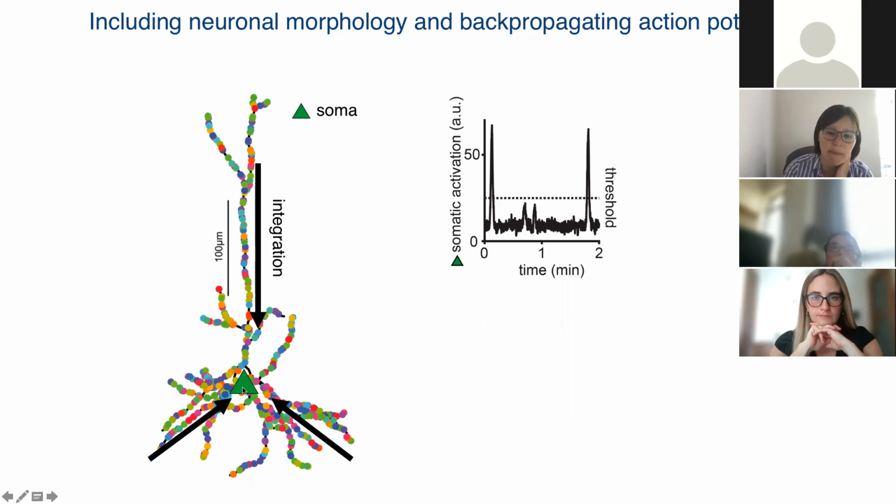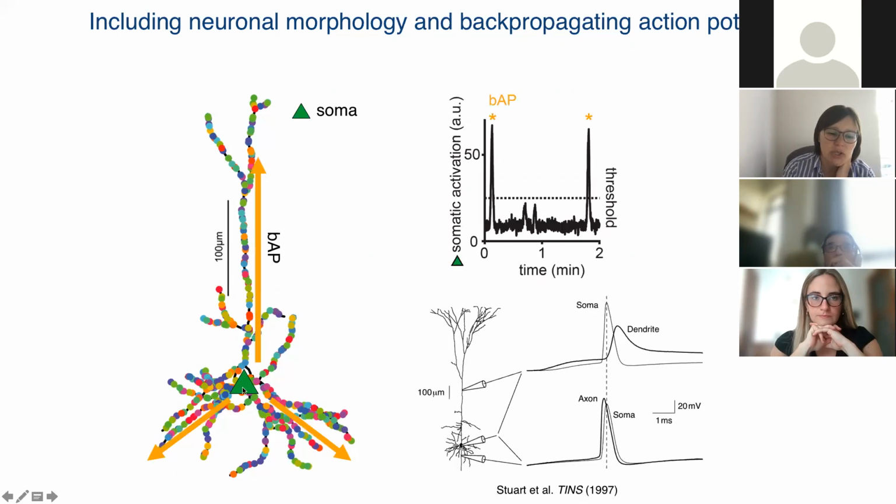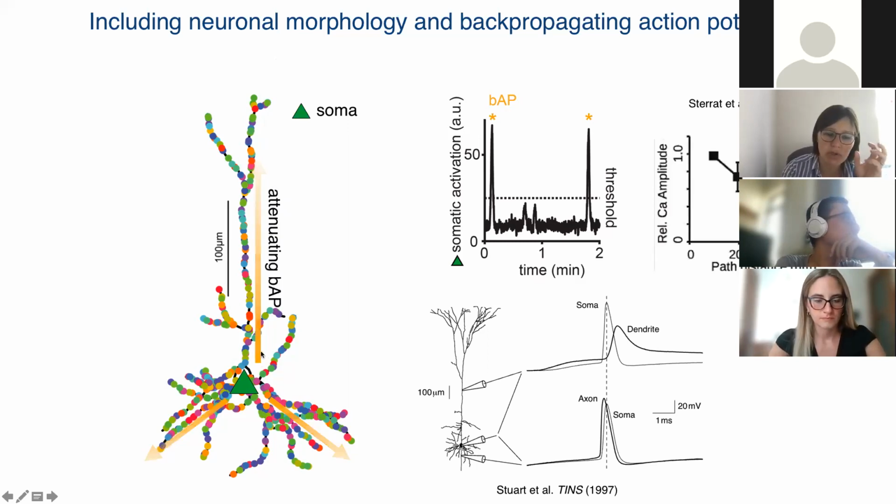When an action potential is generated, we have a back propagating action potential, as found experimentally many years ago, that tends to go back into all the dendrites of the dendritic tree. We know that this back propagating action potential decays, so it is more strongly sensed at synapses near the soma than at synapses far away. Here's an example of this decay as a function of distance.